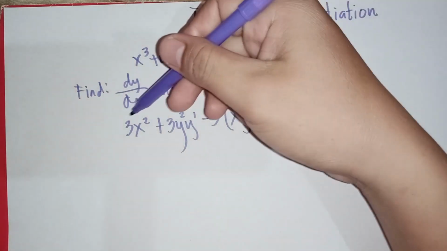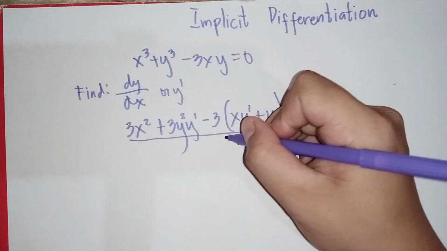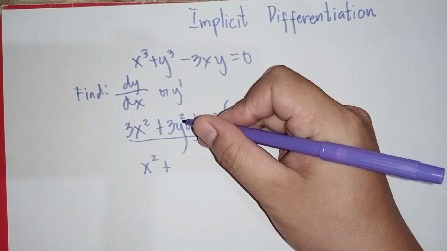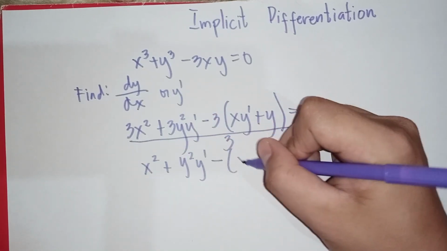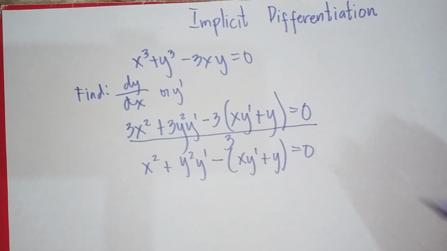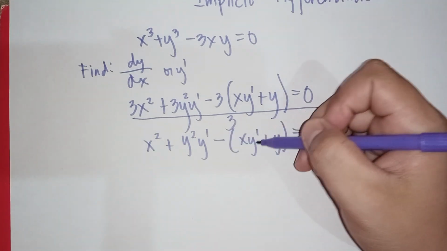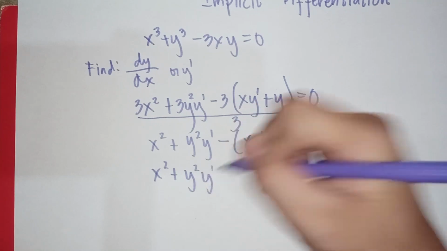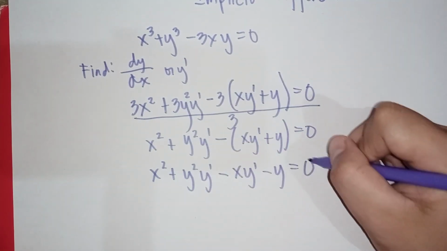So, notice nyo mga boss, may common factor po ang bawat term na 3. We can divide the whole equation by 3. To simplify, this is now equal to x squared plus y squared y prime, minus the quantity of x y prime plus y, equals 0. Okay? To simplify further mga boss, distribute natin yung negative sa loob. So, this is now x squared plus y squared y prime, minus x y prime, minus y equals 0.